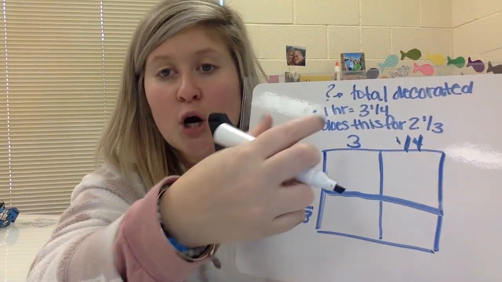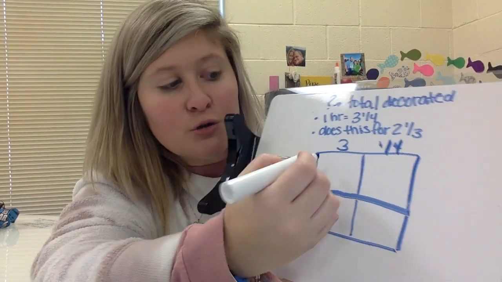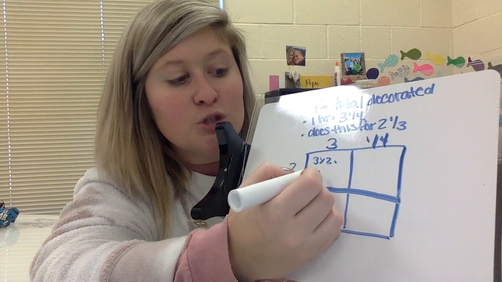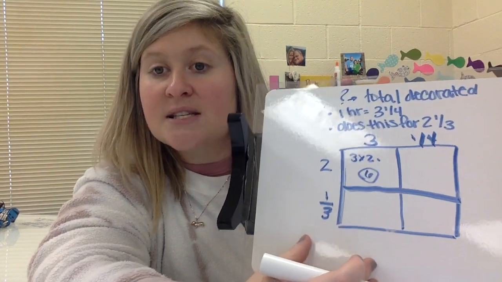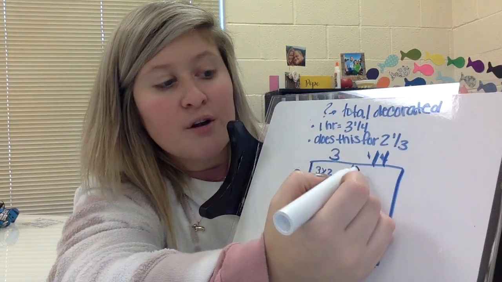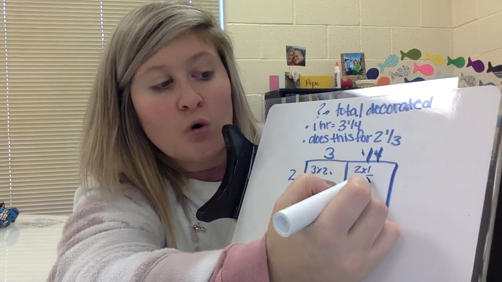Just like a multiplication chart, you're going to look and then put that in the box. So this box is 3 times 2. Well, I know 3 times 2 is 6, so I'm writing it in the box and circling it. This side is 2 times 1/4.